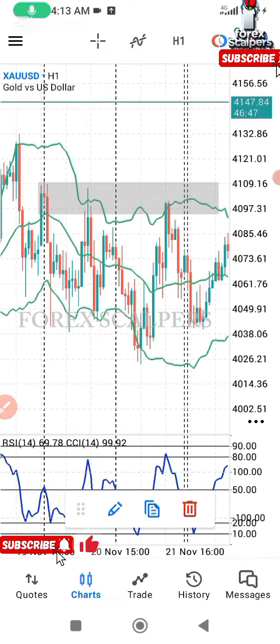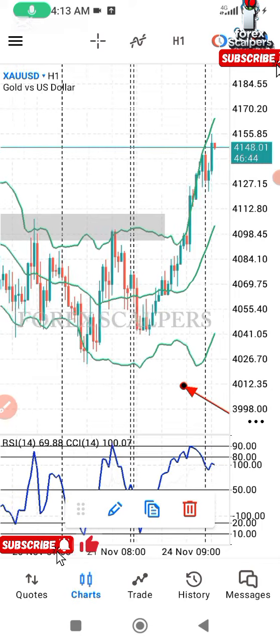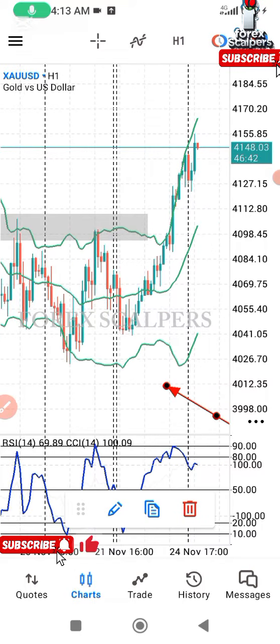So as you can see, price is in an uptrend. So how do we take this trade? We have determined that price is in an uptrend, but look at what happened.